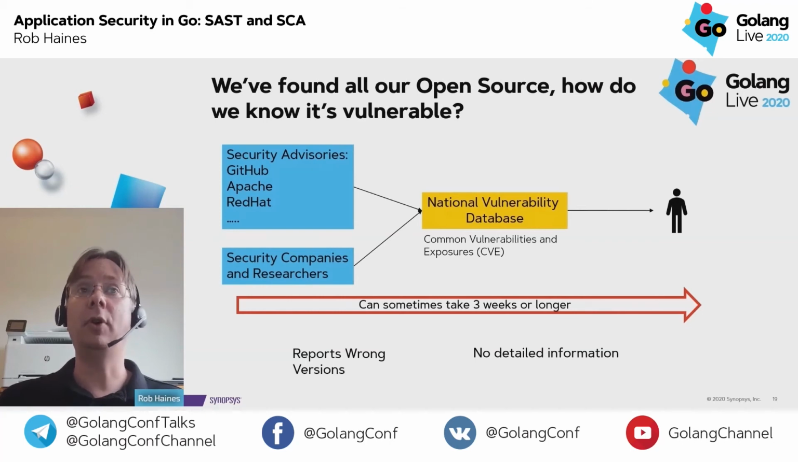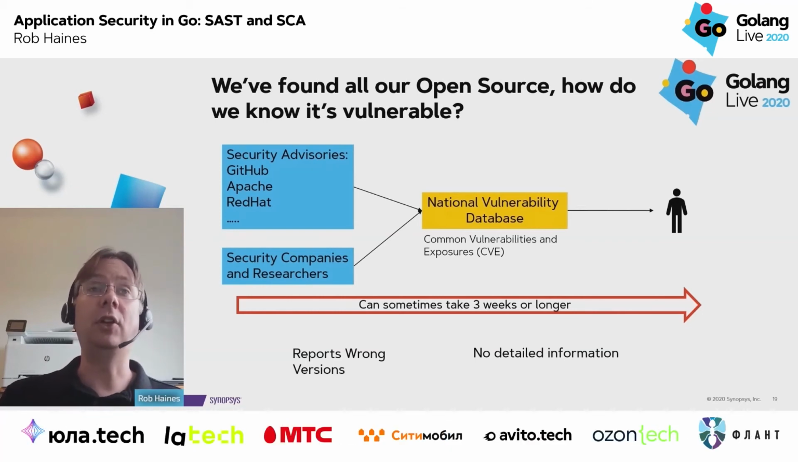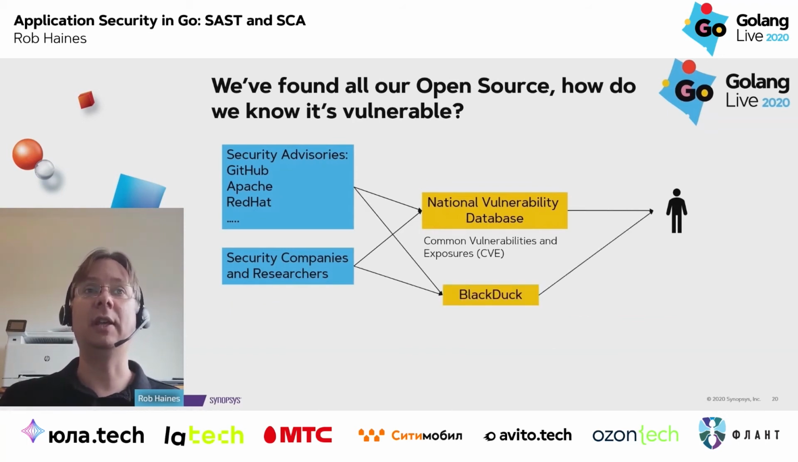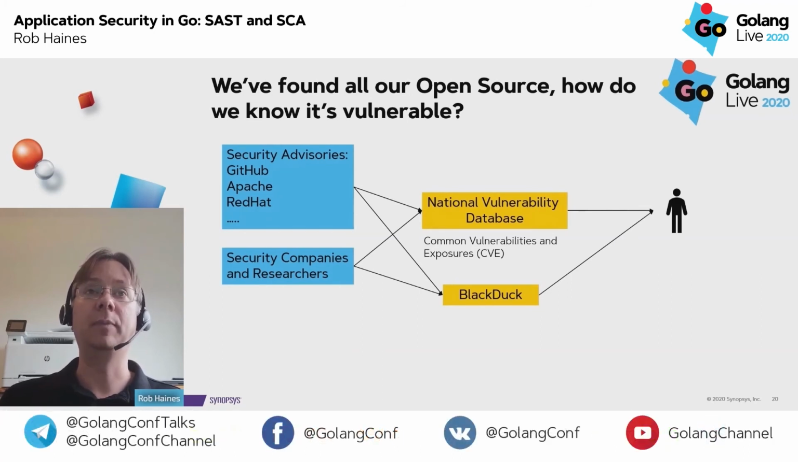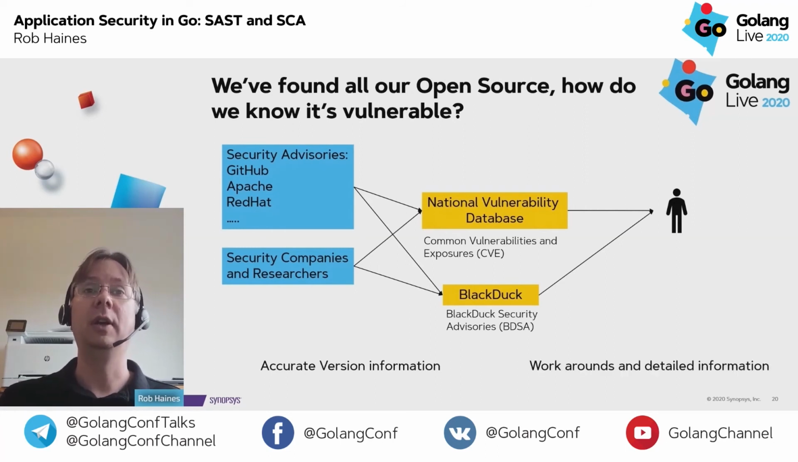Now, there are tools like Dependabot. I'm not going to talk about it in detail. These are really good, and these take information from things like GitHub, but they are really only looking at one source. So as long as it's reported in GitHub, then you're fine. Now, the tools that we have in Synopsys actually take information from all these different places and allow you to find information quickly. So while it might take a long time to get what we call a CVE number from the National Vulnerability Database, the Black Duck stuff can respond really quickly and help you provide more information, accurate information, and also workarounds and detailed information.